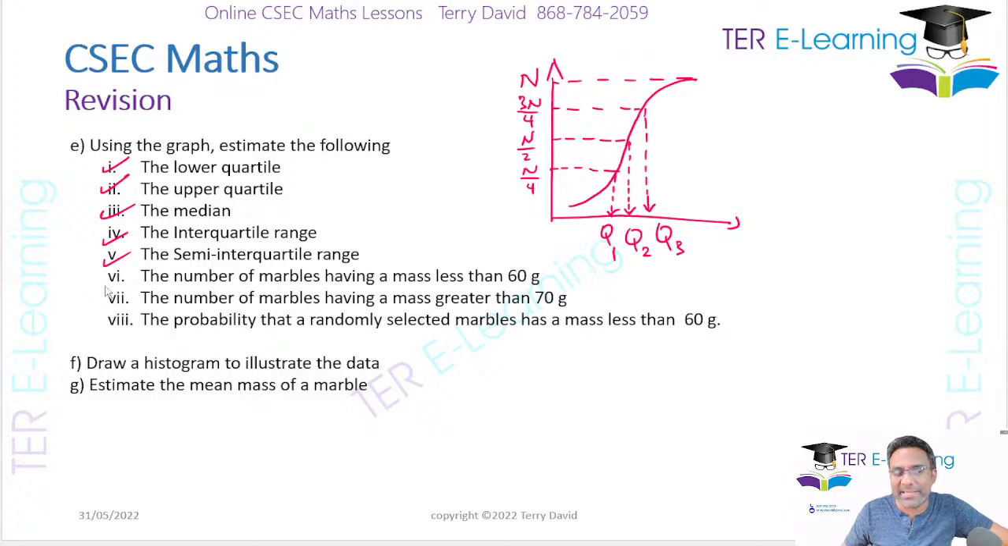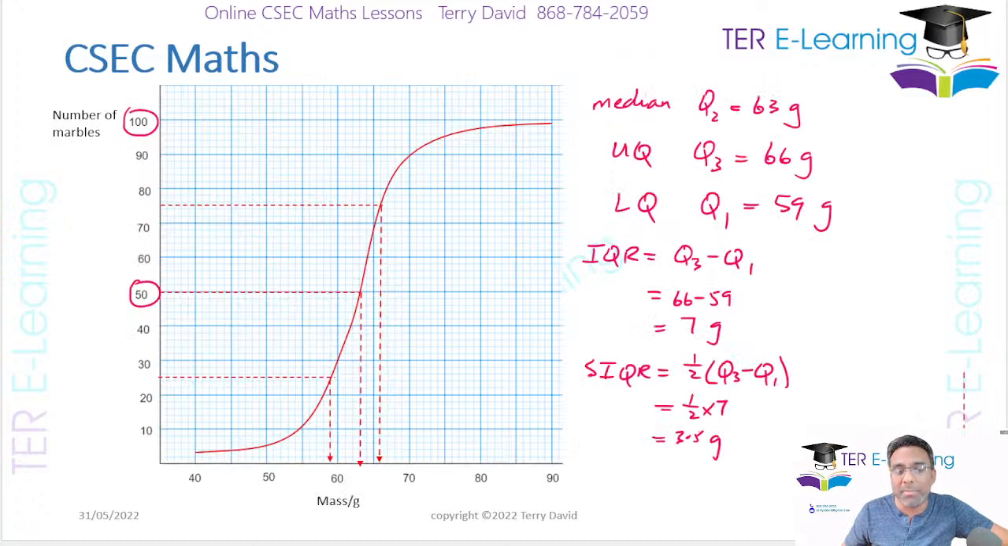Now, there are some other things that they can ask you in the exam. Part 6 of the question says: the number of marbles having a mass less than 60 grams. You all feel you can answer that for me? What is the number of marbles having a mass less than 60 grams? Look at the graph.